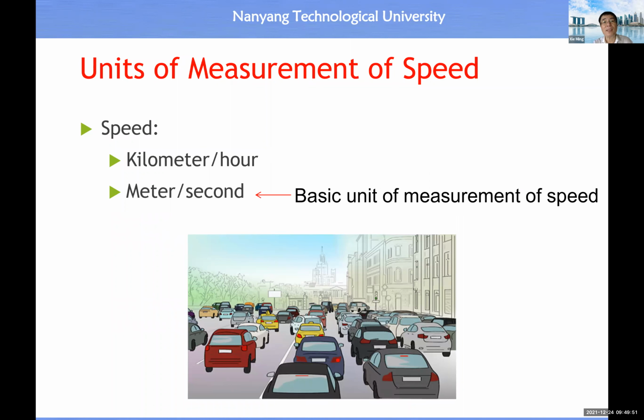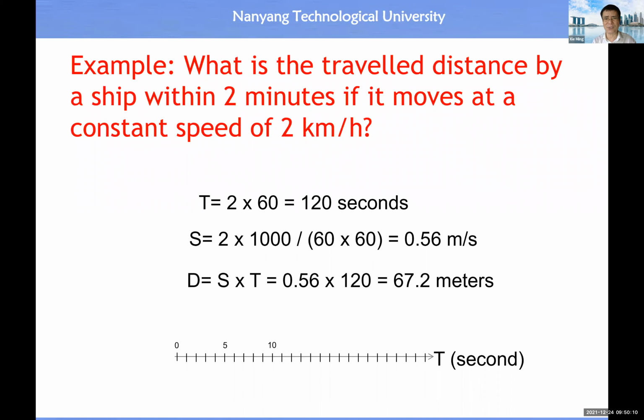Then for the speed, if we combine the basic unit of measurement of time and the basic unit of measurement of length together, then we have this new unit of measurement of speed, such as meter per second, kilometer per hour. Meter per second should be the default unit of measurement for velocity, for speed. Right? So this is the basic knowledge for you to know.